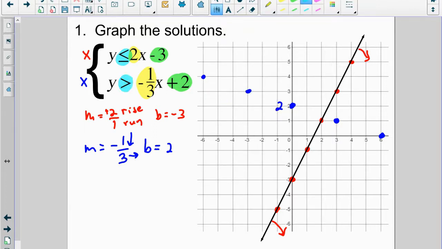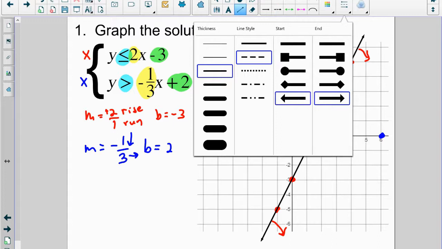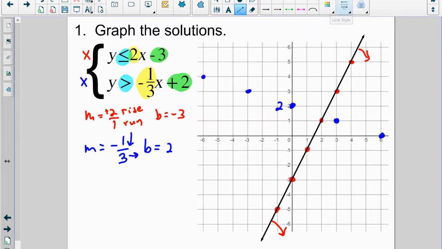And that comes from the inequality symbol. Because our inequality symbol this time is a strict inequality, meaning it's not equal to, it just says greater than, but not equal to, we want to draw a dashed boundary line this time. So I've got arrows on both ends. I have the dash symbol selected. I'm going to try to draw a line that goes through those points as much as possible. There we go.